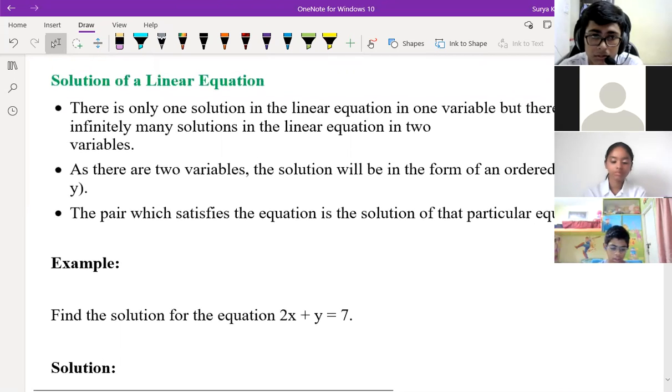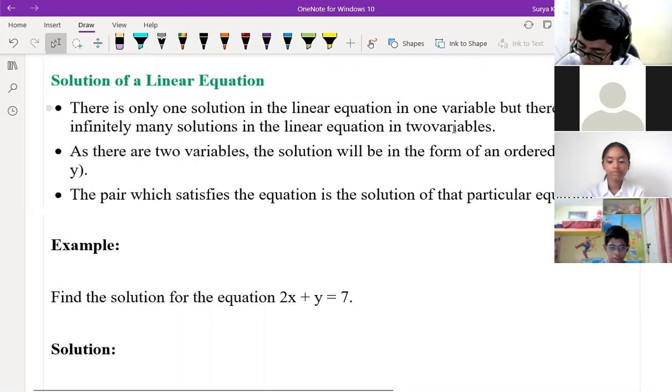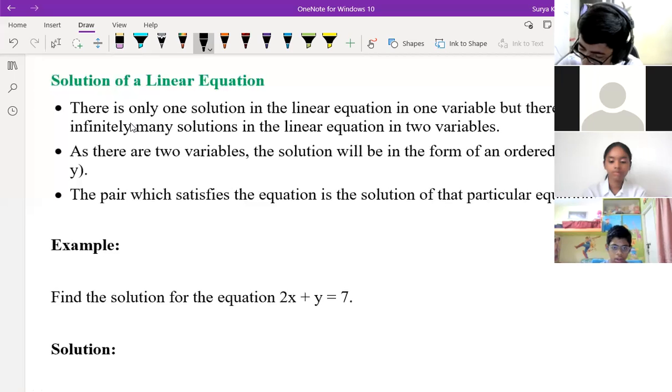See, solution of linear equation. How to find the solution of a linear equation? See what is given over here. There is only one solution in a linear equation in one variable. If one variable is there, obviously it will have only one solution. But there are infinitely many solutions in a linear equation in two variables.